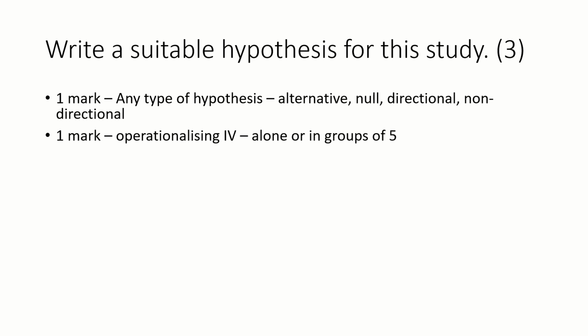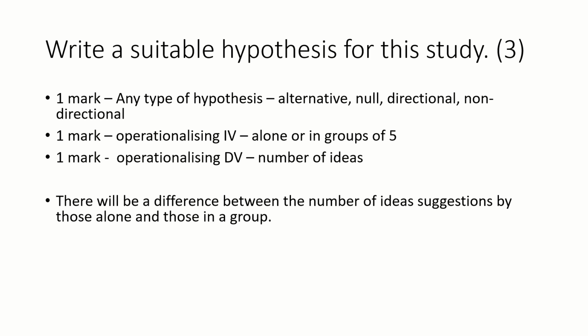1 mark for operationalising the IV, so alone or in a group of 5, although actually it should be a group of 3. And 1 mark for operationalising the DV, the number of ideas. Okay, so if your hypothesis looks any like these 3 below, then you get the mark. So can you give yourselves a tick for writing a hypothesis? And your hypothesis might have been there'll be a difference between, give yourselves a tick. The number of ideas suggested, give yourselves a tick. By those who are alone and those in a group, give yourselves a tick.